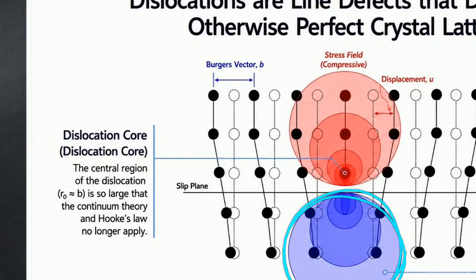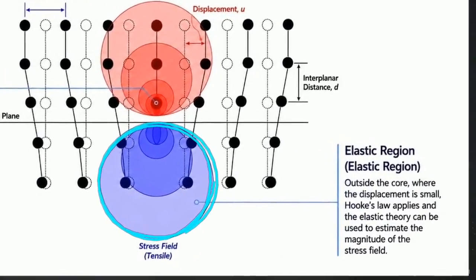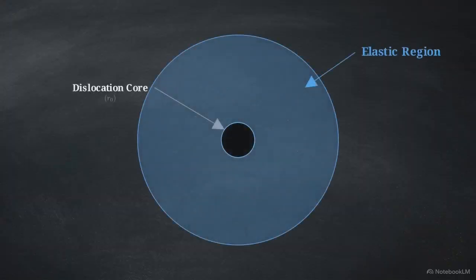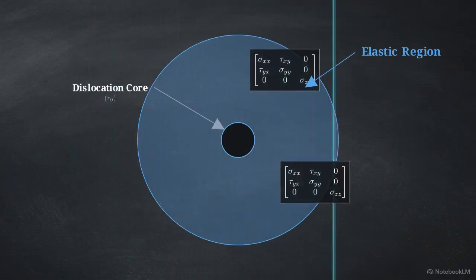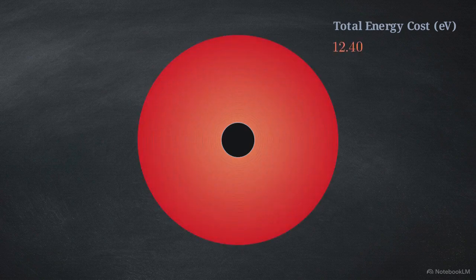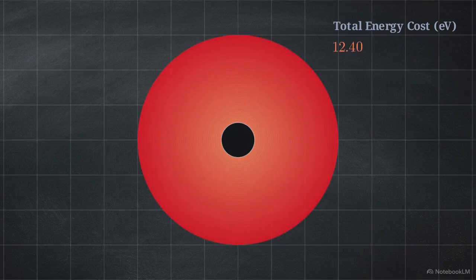But moving outward into the blue elastic region, the atomic displacement drops. The strains become small enough that we can safely apply Hooke's law to map out the forces at play. Our objective is to use this outer elastic region to calculate the stress tensors and determine the true energy cost of maintaining these defects within a crystal.